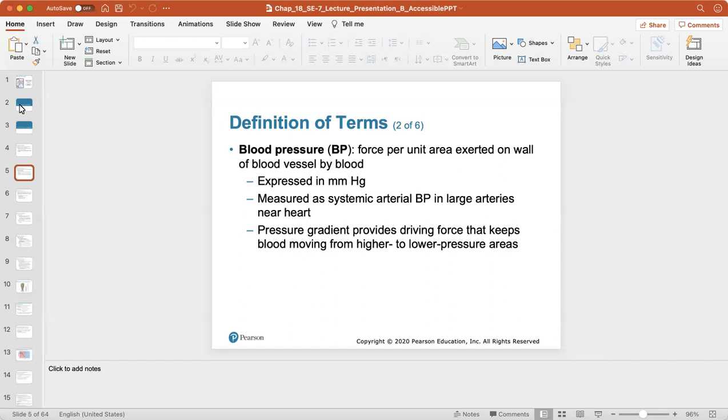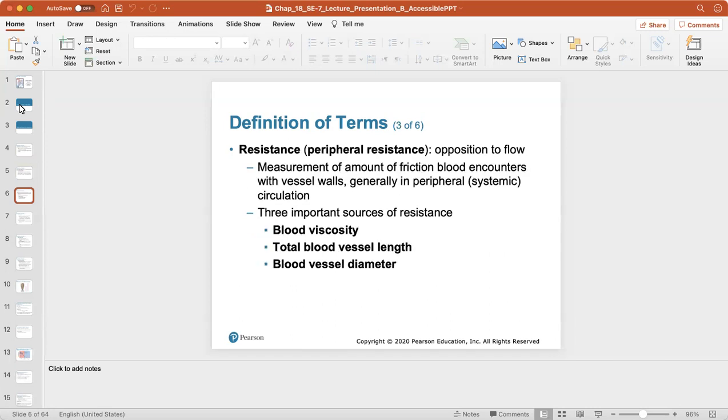But blood pressure then is the force per unit area exerted on a wall of a blood vessel by the blood. And this is expressed in millimeters of mercury. It's measured as systemic arterial blood pressure in large arteries near the heart. And the pressure gradient provides a driving force that keeps blood always moving from an area of high to low pressure throughout your arteries and veins.